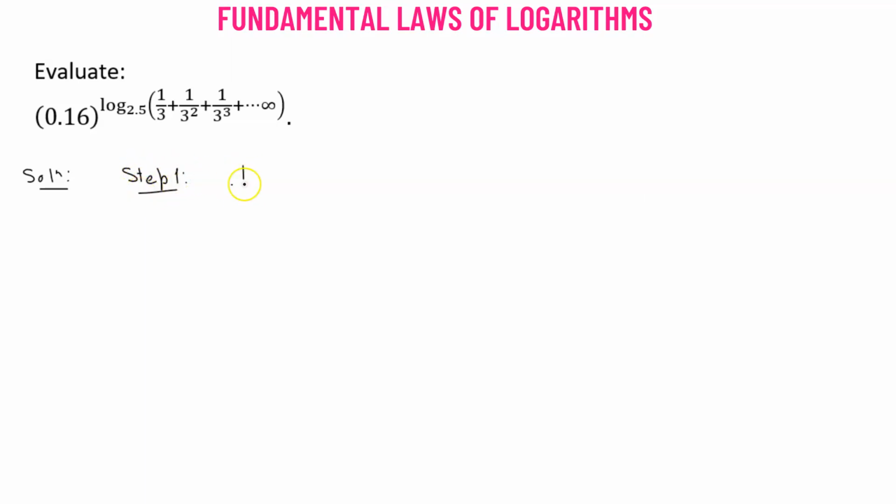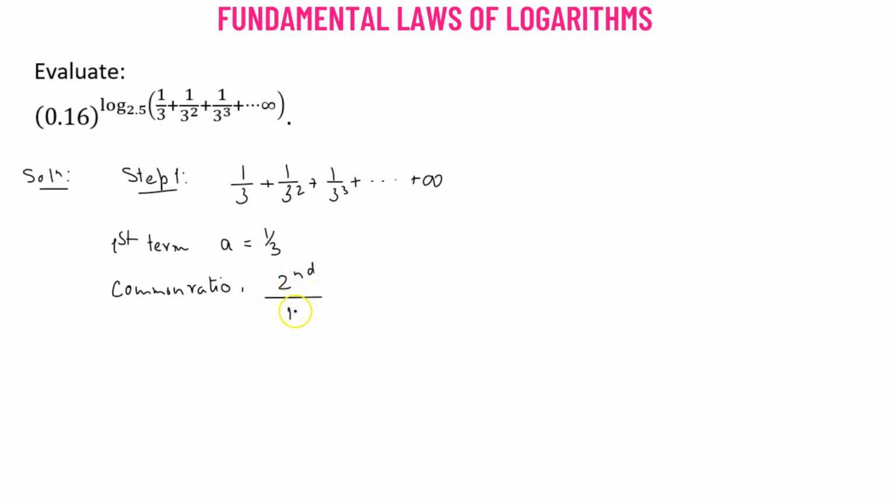So here we have 1/3 added to 1/3 squared plus 1/3 cubed, and this goes all the way up to infinity. Now this is a geometric series. That's because if we consider the first term to be 1/3, A represents our first term. Then we have a common ratio. The common ratio can be obtained by taking any term and dividing by its previous term. So if we take the second term and divide by the first term, that will give us the common ratio R.